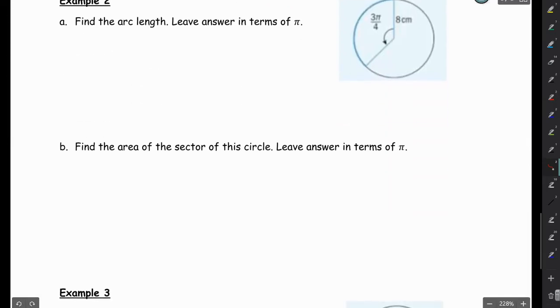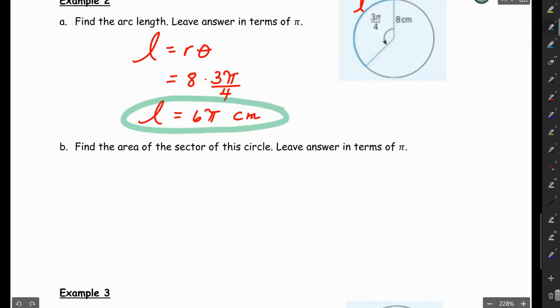So for example 2, it says find the arc length and leave the answer in terms of pi. So the formula for the arc length is L equals r theta. L represents the arc length. In this case, the radius is 8 and the angle is 3 pi over 4. When we simplify that, we get that the arc is equal to 6 pi centimeters. Don't forget to include your units.